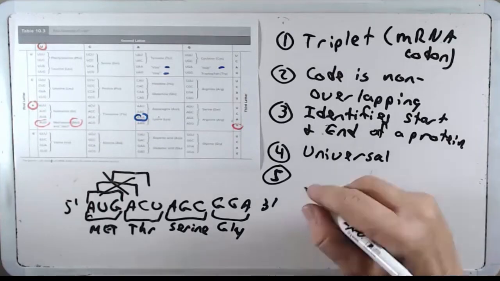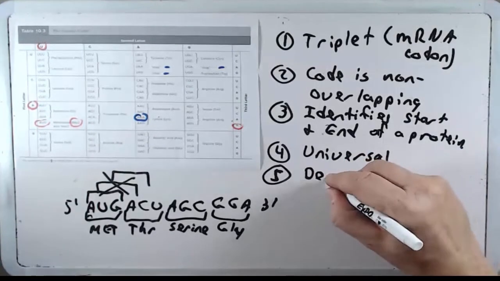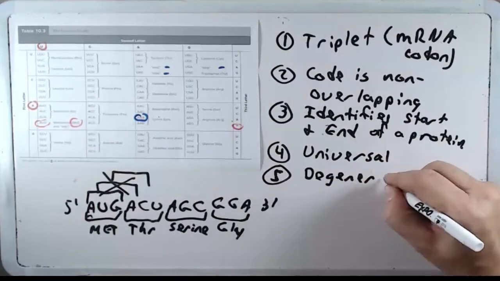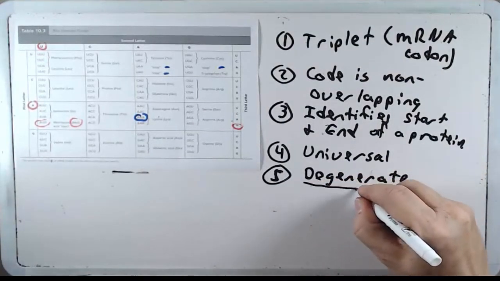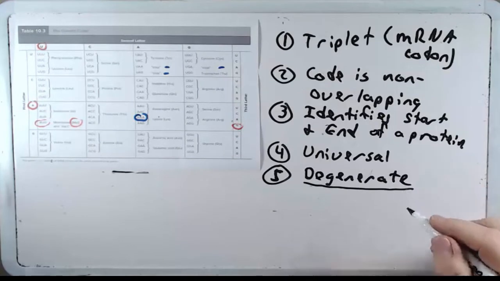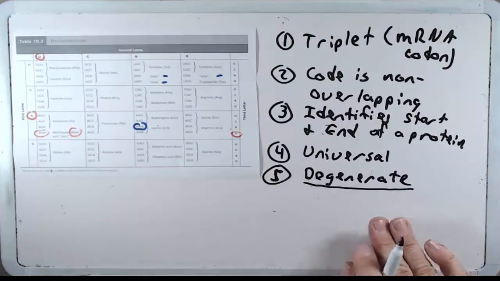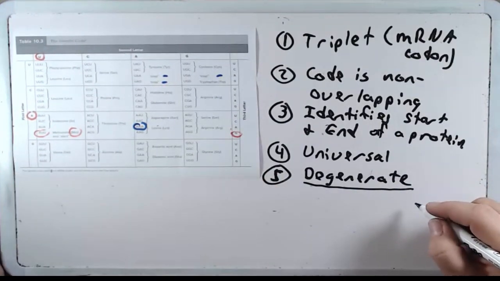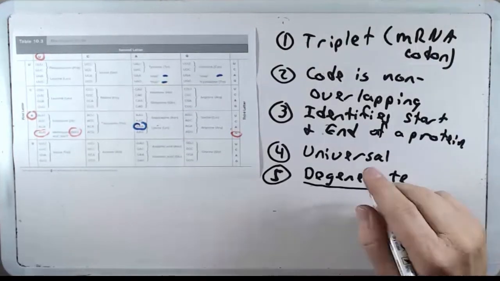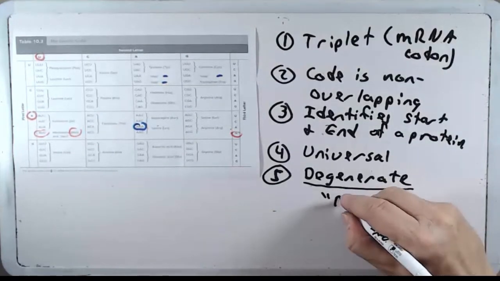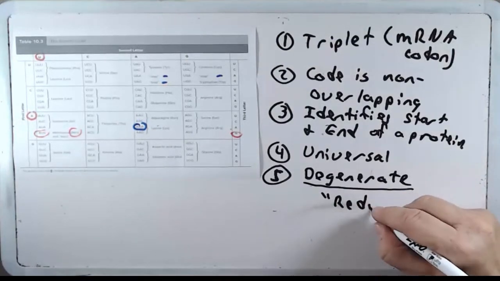It's universal. And we say the code is degenerate, which sounds like a bad thing. I hate this word, but that's what we call it. I think it's part of the history of how it was discovered. It was discovered by physicists, and physicists use this word degenerate in a way different than we use this word in society. And what we mean by this is that there are redundancies in the code.